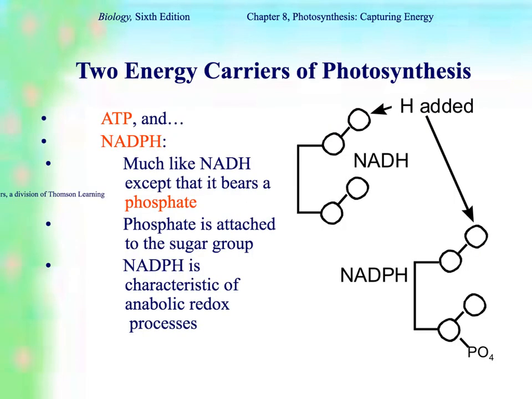So there are two energy carriers of photosynthesis. We have ATP, which is going to carry energy, and then we have NADPH. NADPH is an energy carrier. It's like NADH, which we haven't learned yet, that's in cellular respiration, except it has a phosphate group to it. So it looks like this. You don't have to really know what it looks like, but it does look like that. And notice there is a phosphate group attached to that as well.